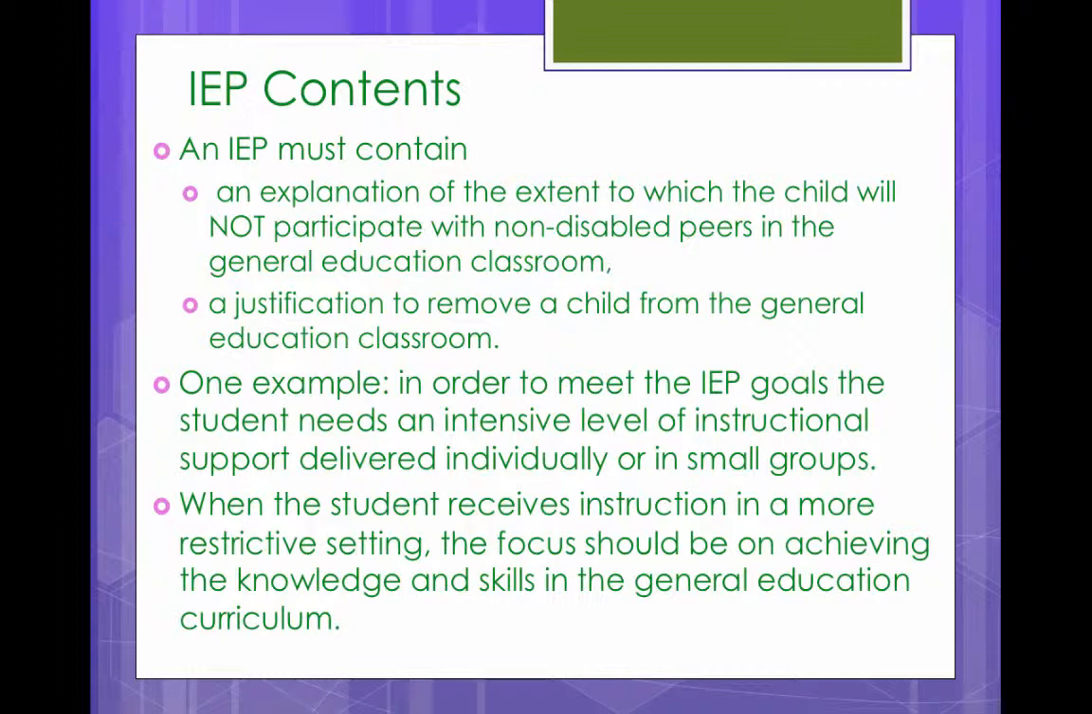The IEP contents. An IEP must contain an explanation of the extent to which the child will not participate with non-disabled peers in the general ed curriculum. We really have to talk about why we're not allowing them to learn with their general ed peers. And we have to have a justification to remove the child from the general education classroom. One example is that in order to meet the IEP goals, the student needs an intensive level of instructional support delivered individually or in small groups.